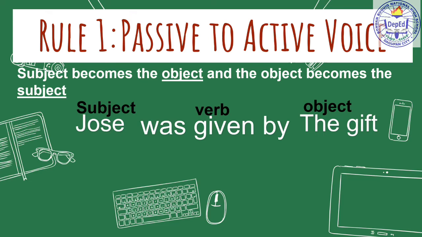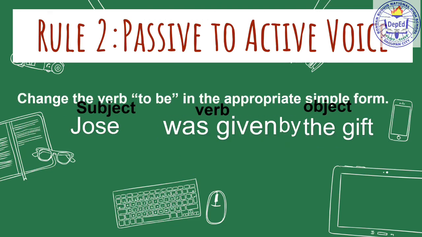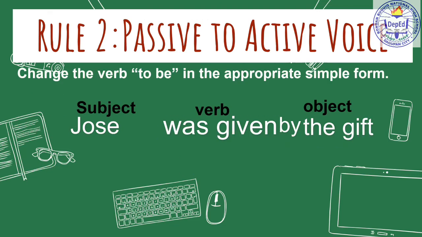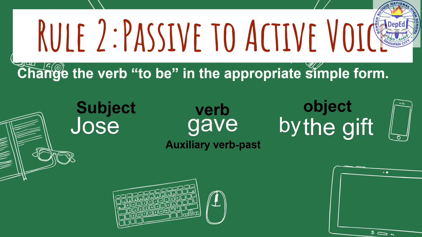Now we are ready for rule number 2. Rule number 2. Change the verb to be in the appropriate simple form. So let's focus our attention to the verb was given. Look at the auxiliary verb was. Was is in the past form. Therefore, we transform this verb using the simple past form of the word given. Was given becomes gave. Our sentence now is Jose gave by the gift.